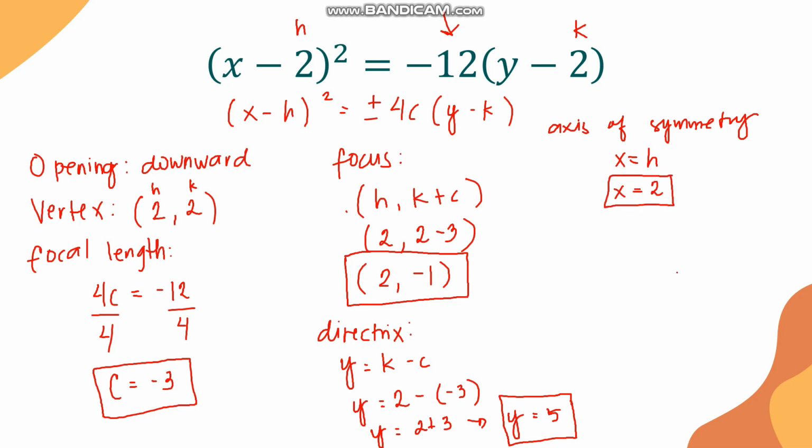Now let's graph this. So let's draw a Cartesian plane. Okay, something like that. Then identify the vertex. So it's (2, 2). So 1, 2. 1, 2. So we have this point right there, which is the vertex, and we know that it opens downward, so that means (2, 2) is already the maximum value. So let's draw something like that.